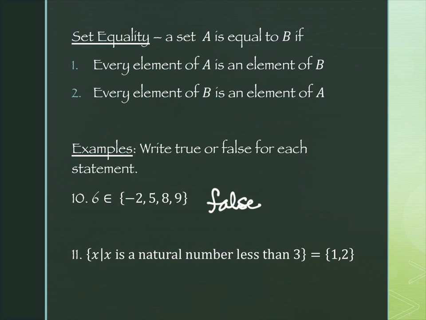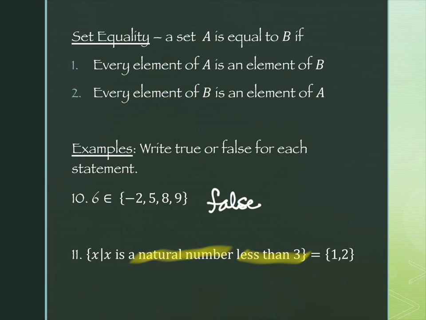Number 11 is a set equality. It describes a set on the left, and it describes a set on the right. And we want to figure out if it's describing the exact same set. Are you with me? Okay. So on the right, there's really nothing to decipher. It's pretty obvious. It's one and two, right? There's nothing to figure out. But on the left, it's written out in a longer form, and we have to figure out what it's talking about. There's a couple of phrases in here that are important. Natural number is important, and less than three is important.